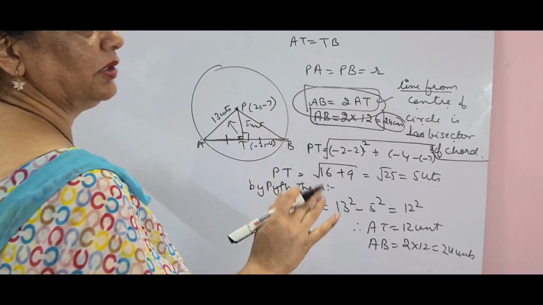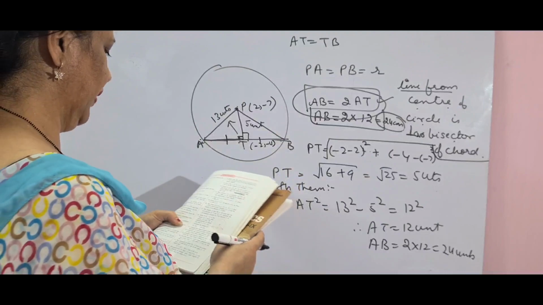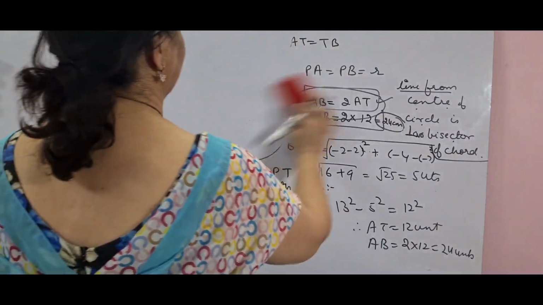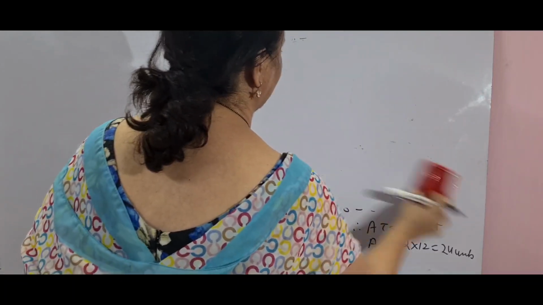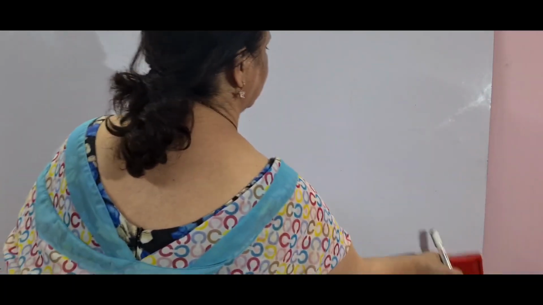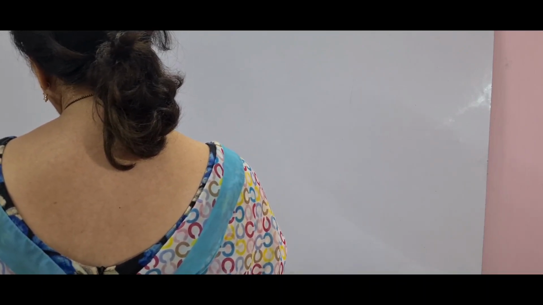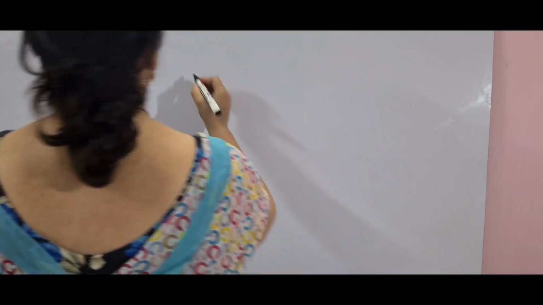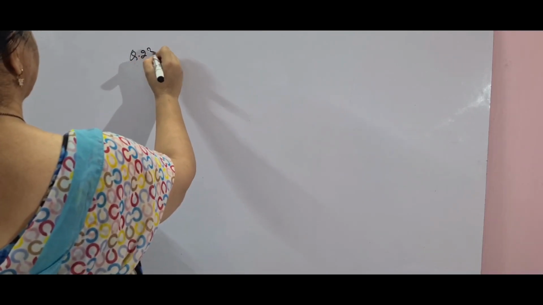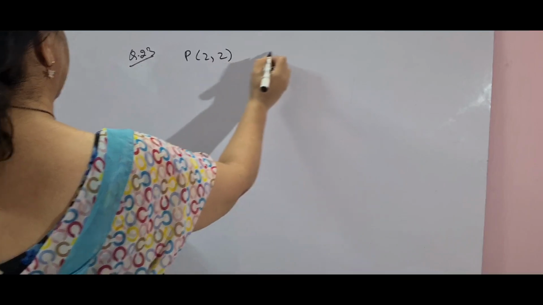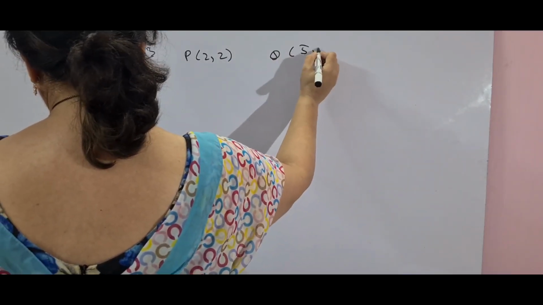So children, a very important sum. Then come to questions number 23 and 24. All are very easy, nothing difficult in them. In fact, these are the basic questions which we have done. The little difference is that they have asked the answer to 3 significant figures. One of the very important sums of this comes in the compulsory section. So P is 2, 2 and Q is 5, 4, to 3 significant figures.